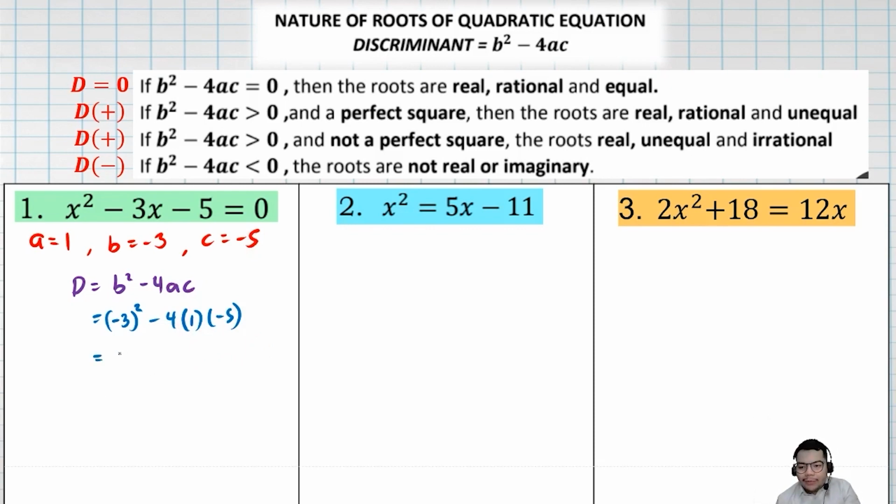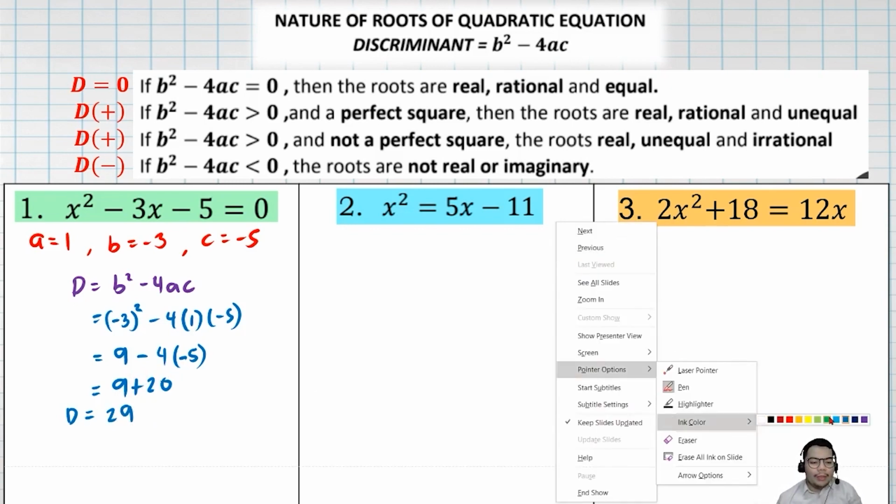Negative 3 squared will be equal to 9, or negative 3 times negative 3 is also equal to 9. Minus, we can simplify first 1 times negative 5, so we will have negative 5. Then just copy 9 here. Then we multiply negative 4 times negative 5. It will become positive because negative times negative is positive. So 4 times negative 5 will be equal to positive 20. So our discriminant will just be equal to 9 plus 20, which is equal to 29.